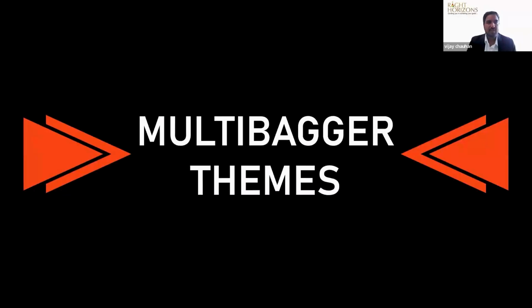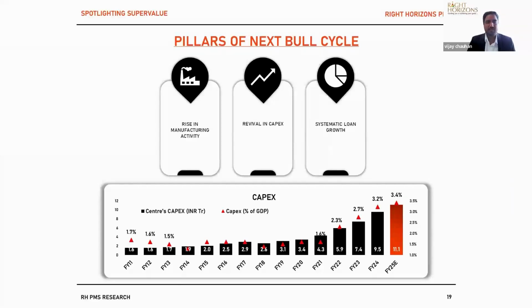Yeah, thank you, Prabhat. Now we will move on to the next section where we focus on the multi-bagger themes. But before we identify and talk about the multi-bagger themes, we need to understand what will be the pillars of the next bull cycle. So what we have done is we have categorized three main pillars coming from various sides. The first is the rise in manufacturing activity.